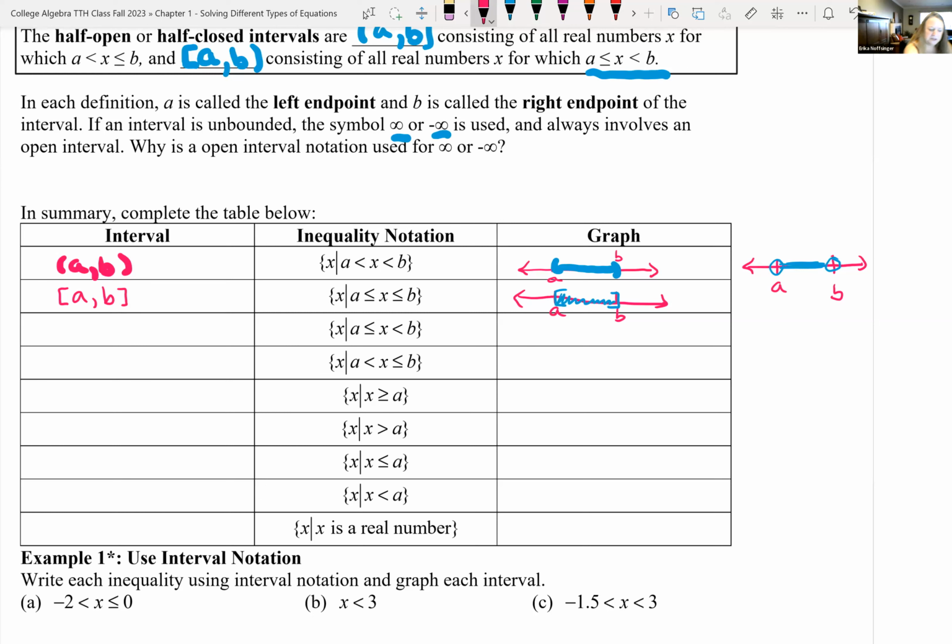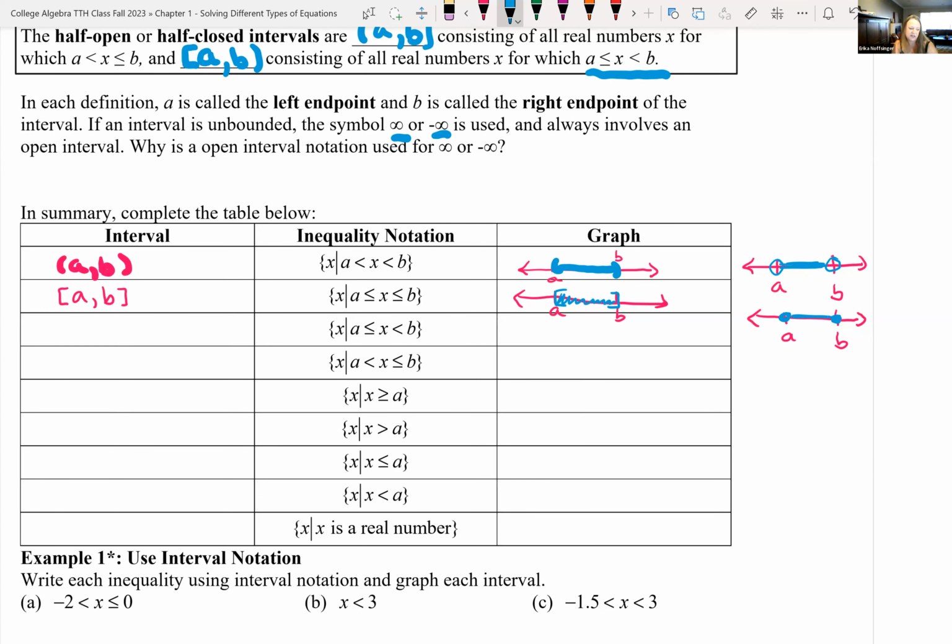If we were to do this graphically, another way to represent that we're including a point is a solid circle. And so because we're including our endpoints A and B, in this case, we would put a solid circle on A and B and shade everything in between.